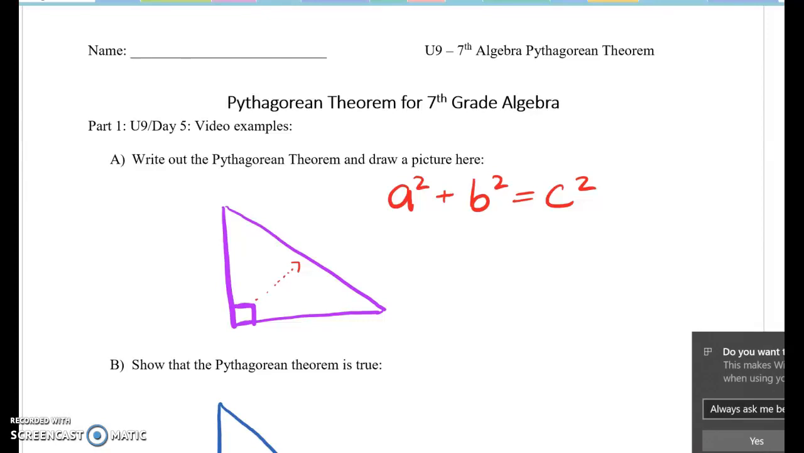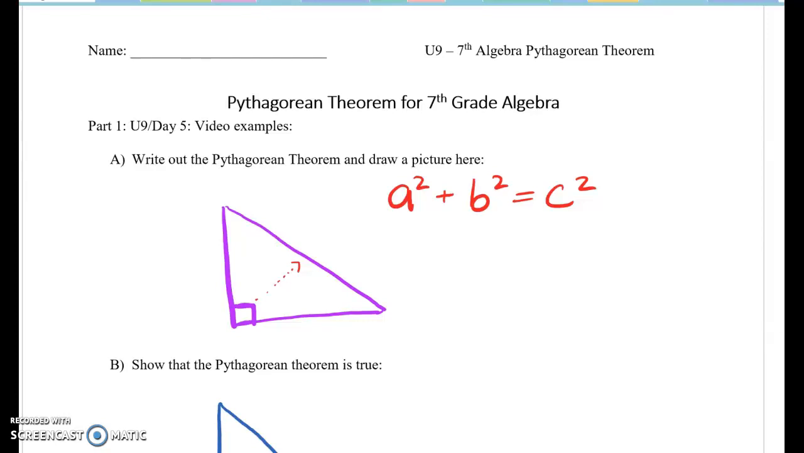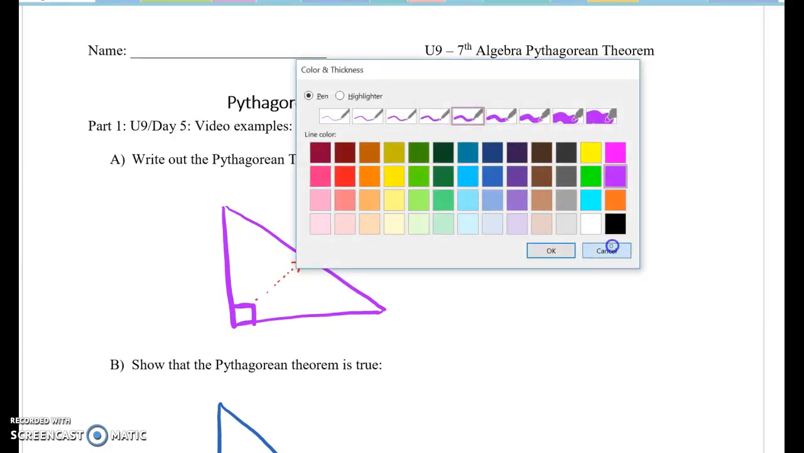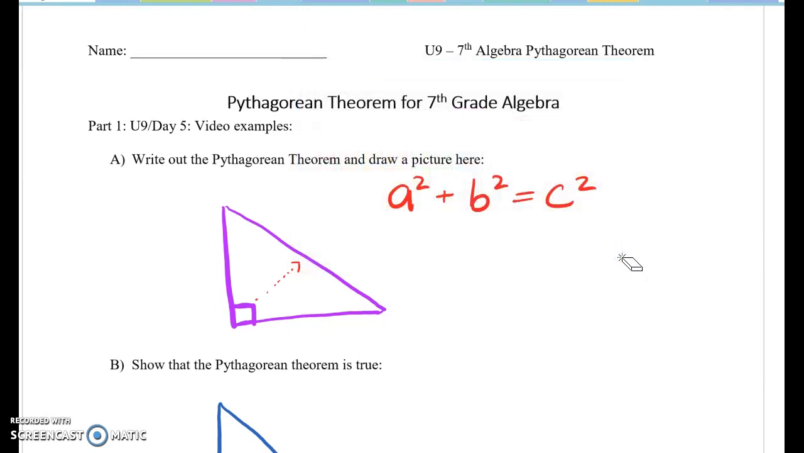Okay, ladies and gentlemen, welcome to the first of two videos about the Pythagorean theorem. For today, we're going to be talking about it. I'm sure most of you have heard of it. Maybe you already know the formula that I just wrote over here: a squared plus b squared equals c squared. But now we've got to figure out what on earth that means, where it applies, and how we use it.